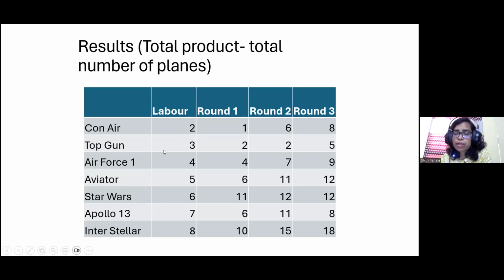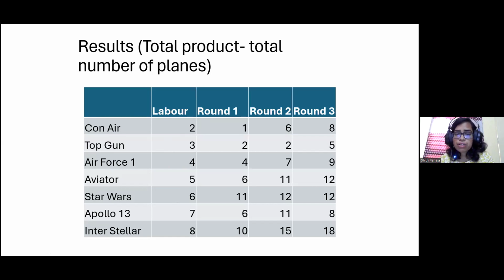Or the number of labor or workers in each firm, right? And then we play this game 3 times, right? So we are trying to repeat the production process and see what happens at each round. Do we keep on producing the same number of planes, or does it vary?